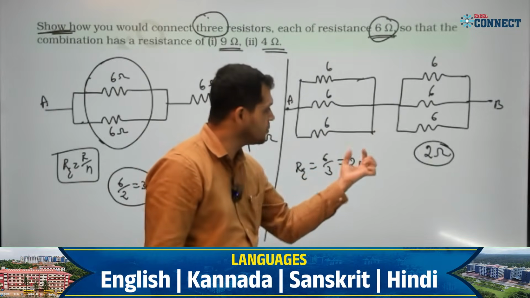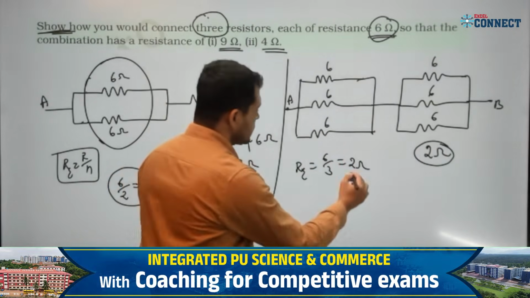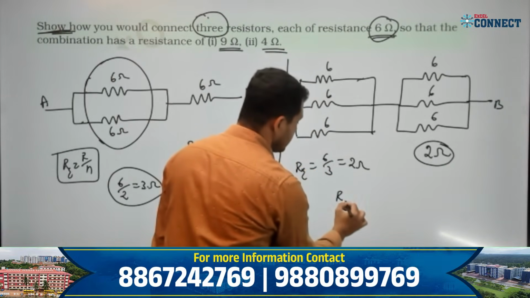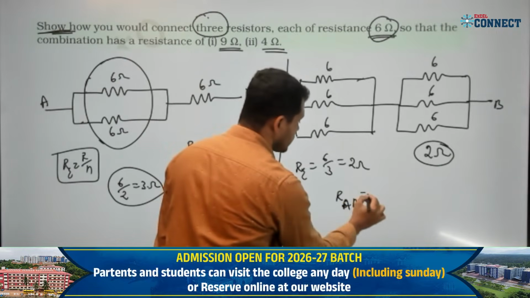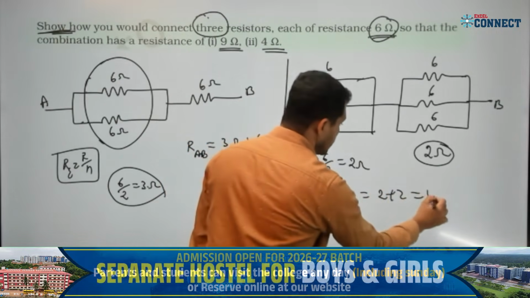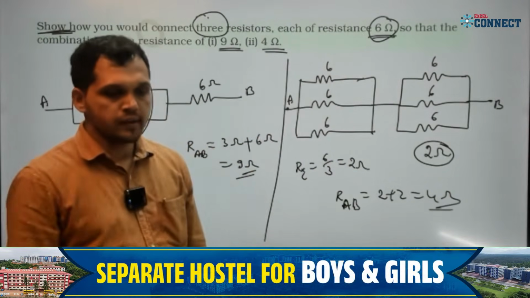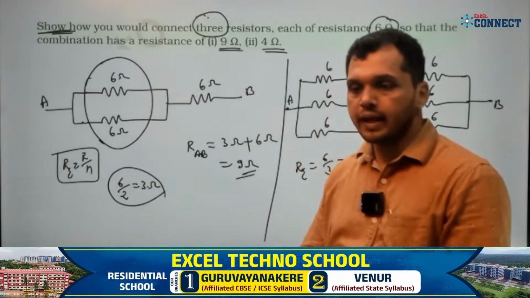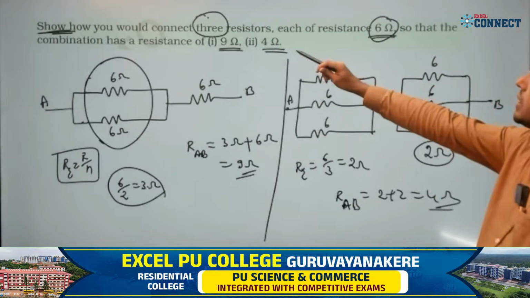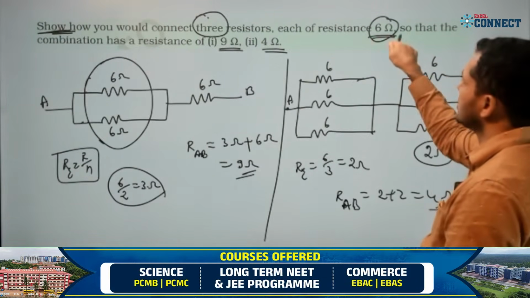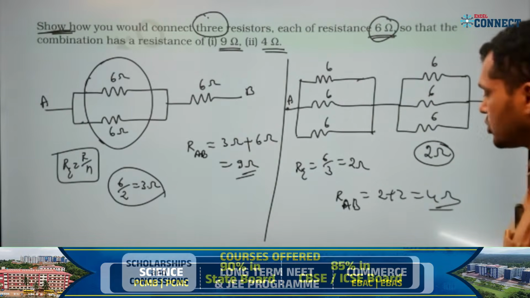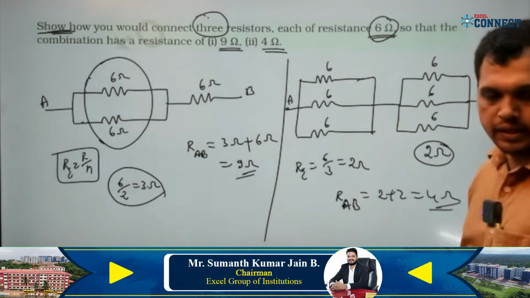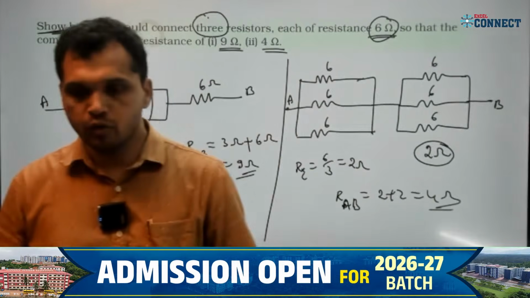This 2 ohm and this 2 ohm are in series, correct? What is the equivalent? R series or RAB is 2 plus 2, that is 4 ohm we get. This is the answer for the second. The question is to show how we can connect the combination of 6 ohm resistors so that we get 9 ohm and 4 ohm. This is how we can connect.